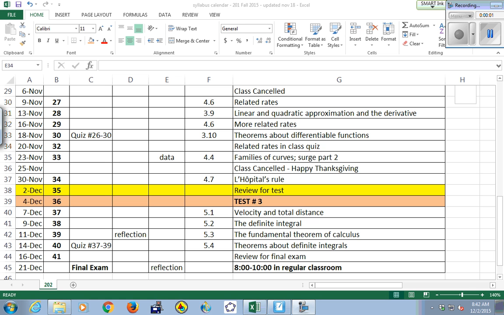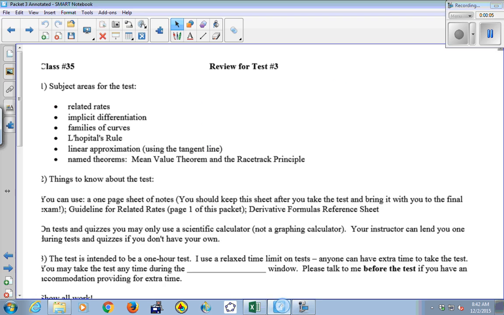This is our review class for test 3. Test 3 will be Friday. Some things about the test. It's going to cover related rates. Implicit differentiation, that's when you have an equation with a bunch of x's and y's on both sides, and you just take d dx at both sides, try to solve for dy dx.